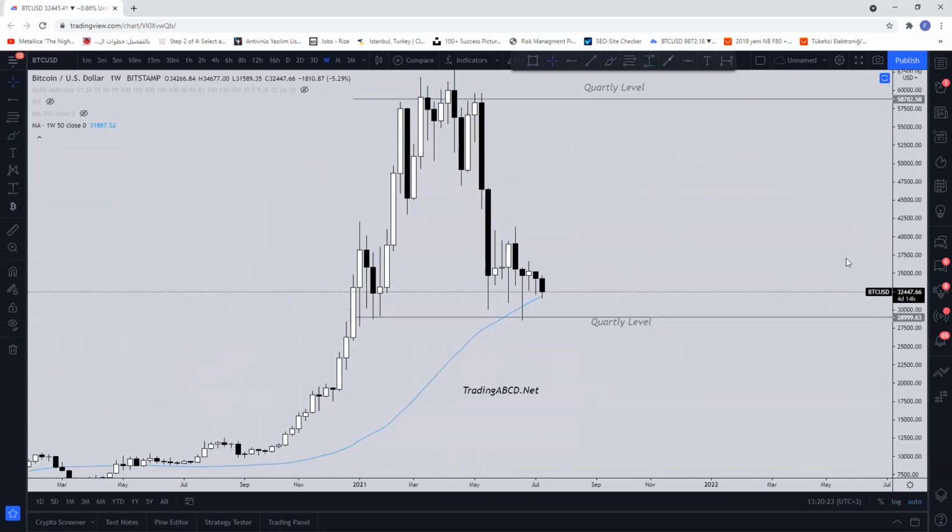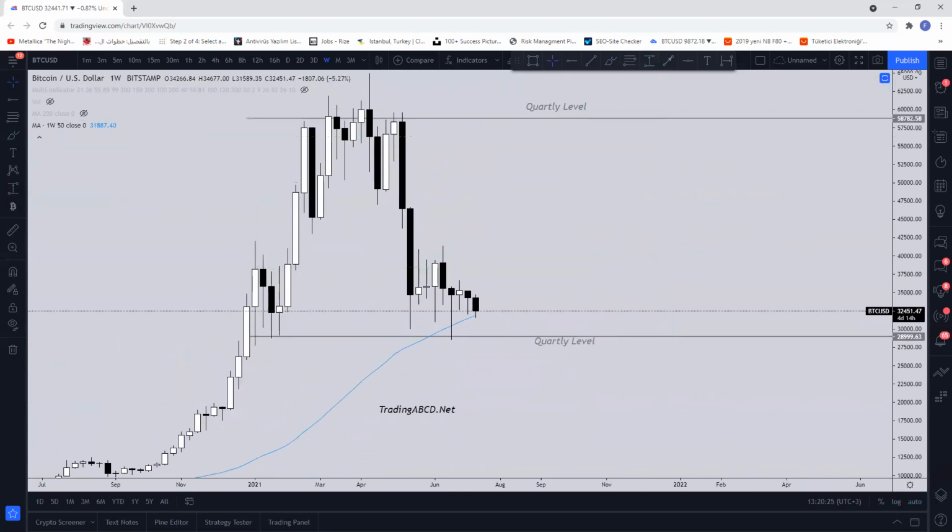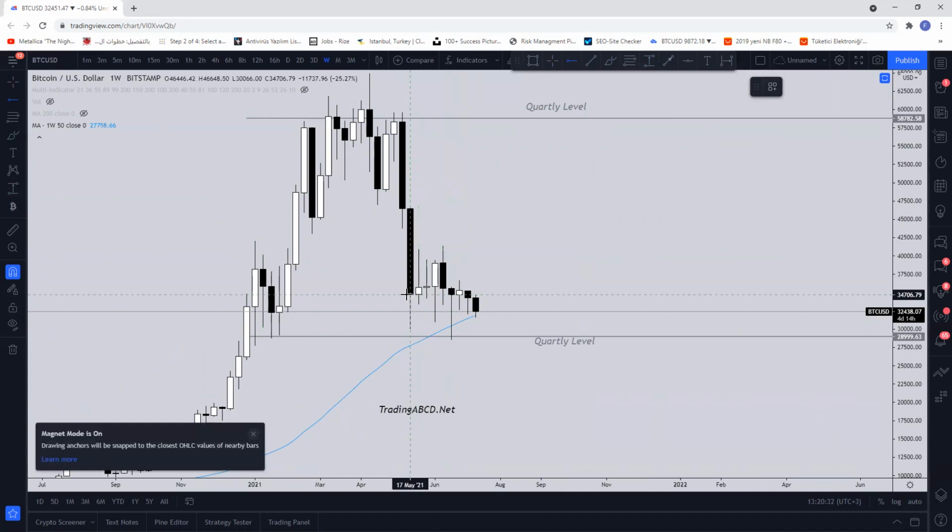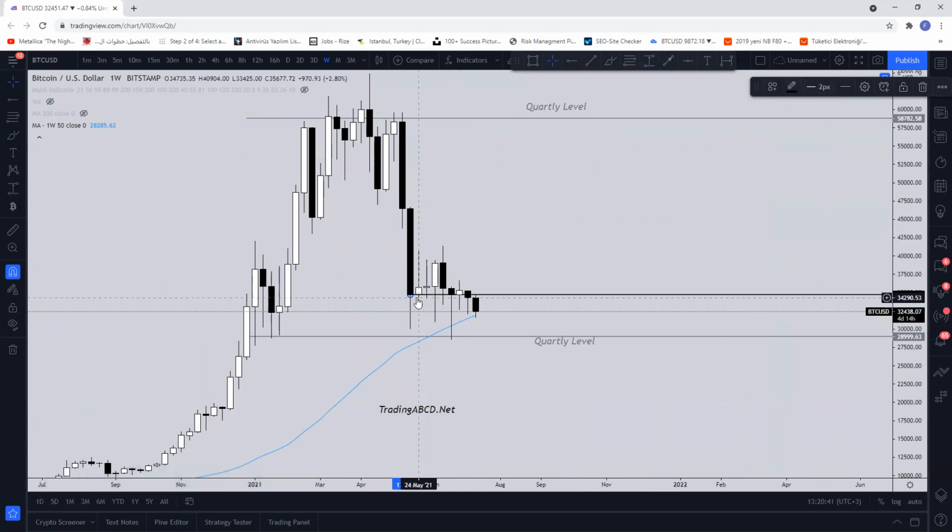On the weekly, we have two levels I need to consider. First, let's take the magnet here. I have this weekly level, which was very important for me. Whenever I saw a close below it, I flipped my bets to locally bearish because we lost this level, and since then, Bitcoin managed to go down around 7-8%. This weekly level around 34,700 is very important.